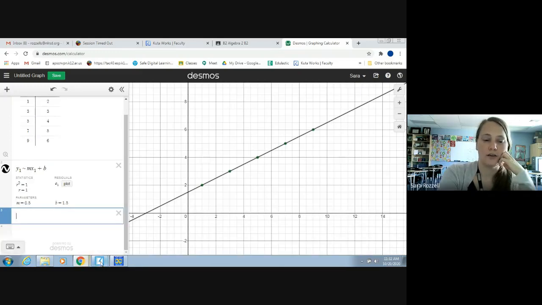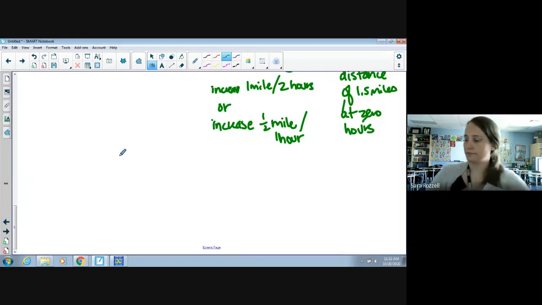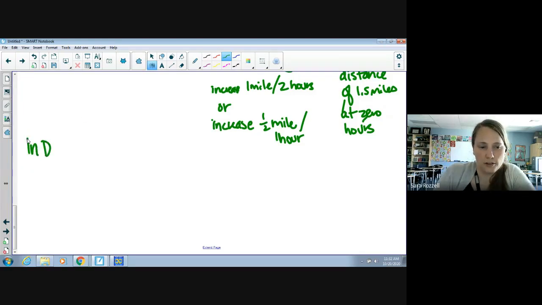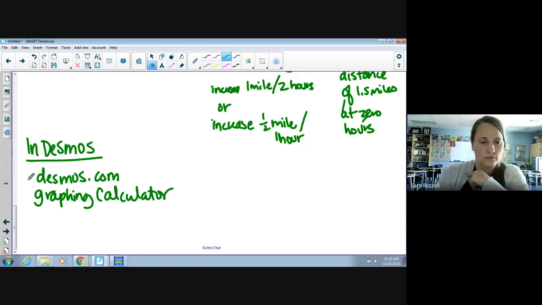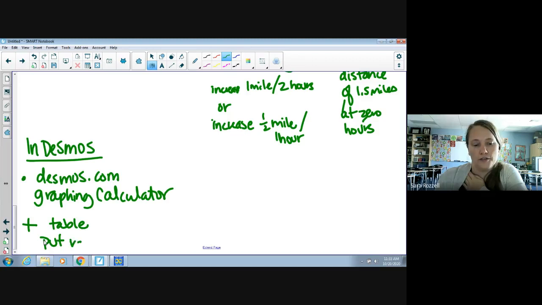So I'll write that down in your notes so you can see it. So this is for Desmos, if you're going to use that. I don't care which one you use on a test. So the first thing that we did was we had to go to desmos.com and click Graphing Calculator. Okay, so that was our first step. And then we're going to hit the plus button and add a table. And you put your values in.